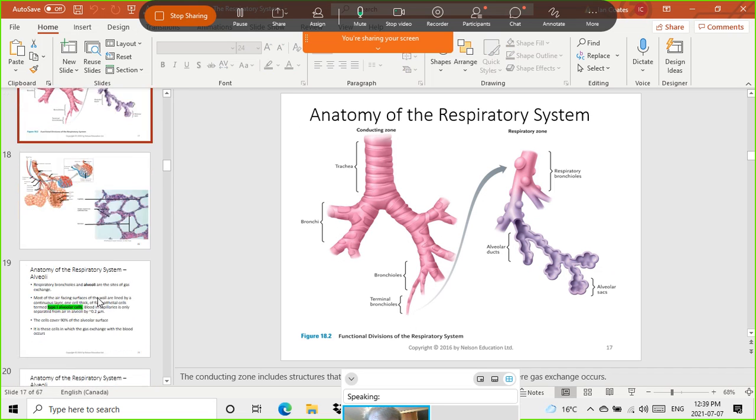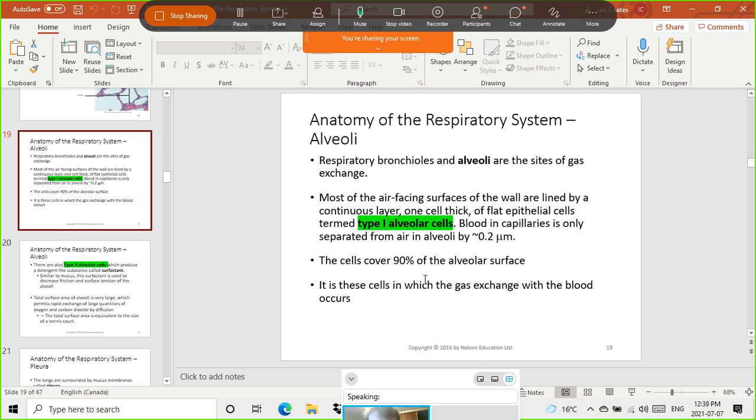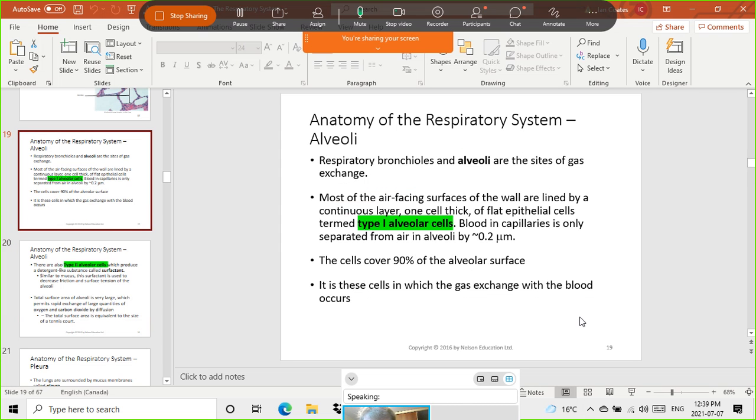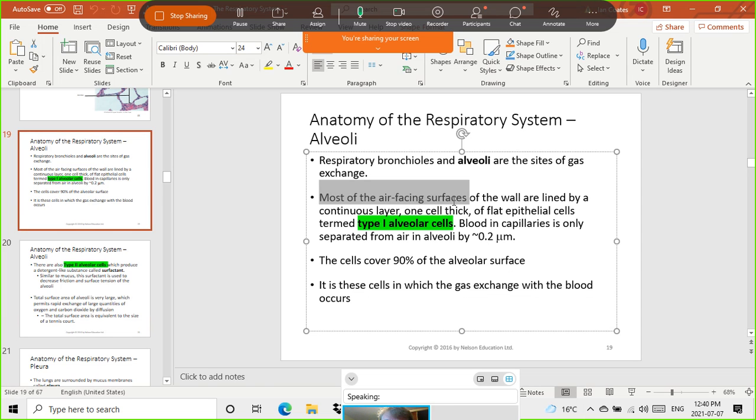Okay. What do we got here? Yeah, this is type 1 and type 2 alveolar cells. All right. There are two kinds of alveoli. Okay, right. The respiratory bronchioles and alveoli are the site of gas exchange. We know that. Okay, most of the air-facing surfaces of the wall are lined with type 1.